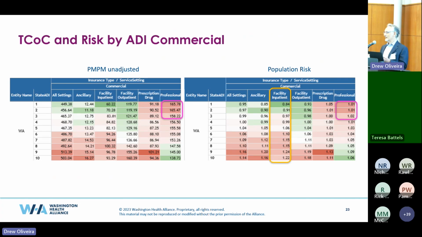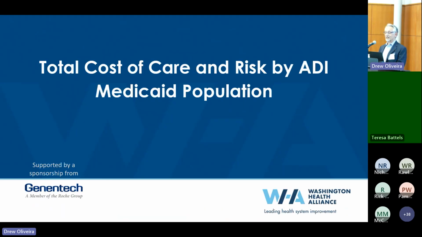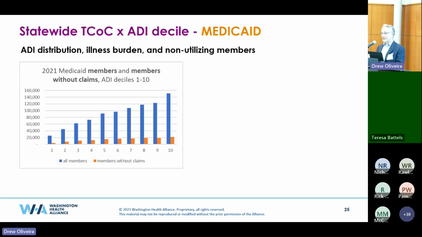And is that impacting the fact that they have a lower risk score and a lower hospitalization rate and lower costs? Because the costs are actually lower. So maybe that's a better thing, and maybe that's a view into access. What if we look at the Medicaid population? So the Medicaid population, same type of thing.